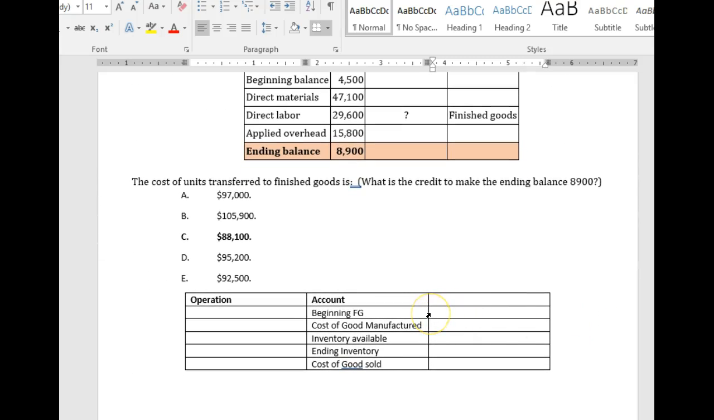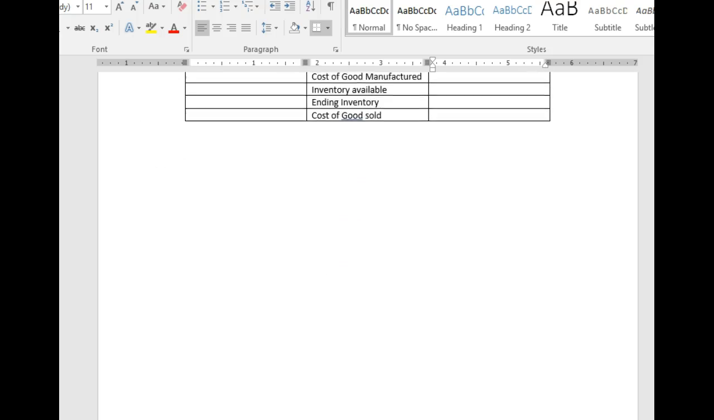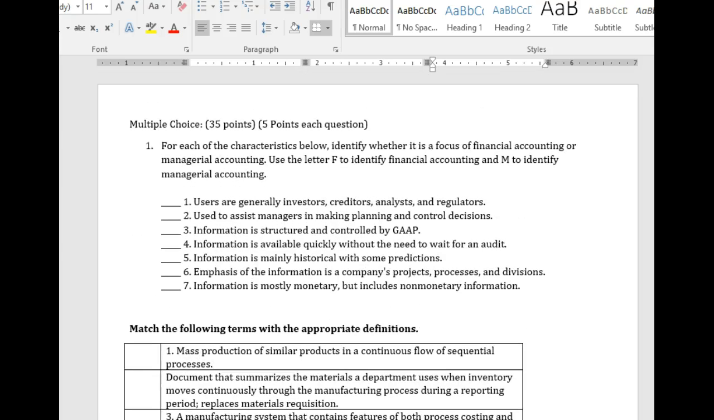Again, it's beginning with the finished goods, adding the cost of goods sold, getting the available inventory, subtracting the ending inventory, and coming up with the cost of goods sold. So that's your concept test.